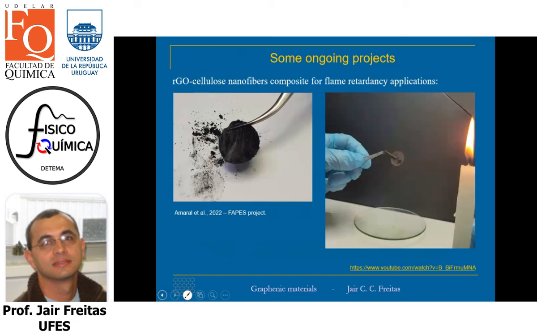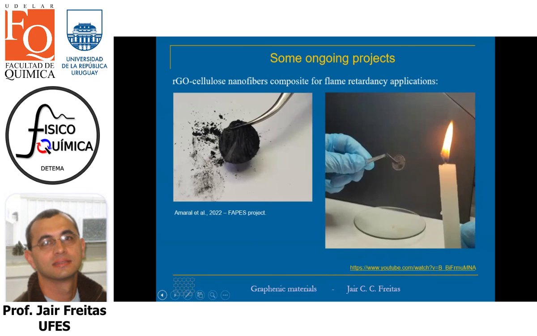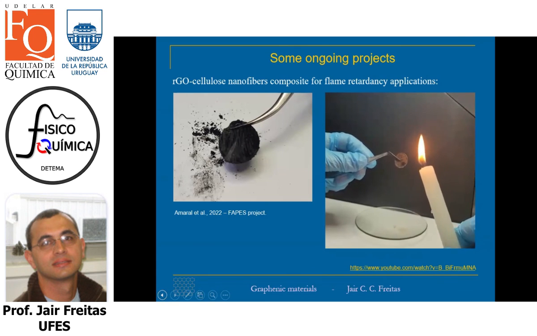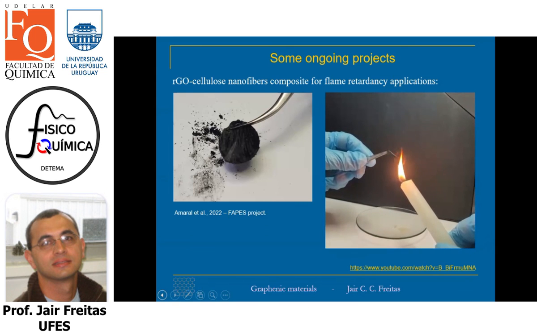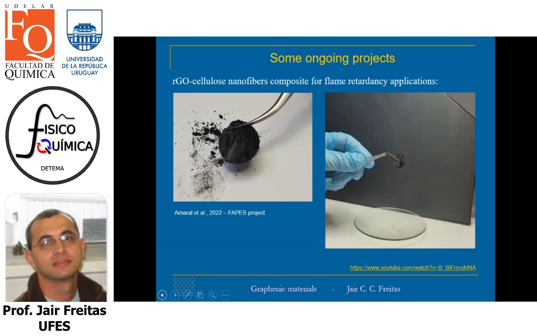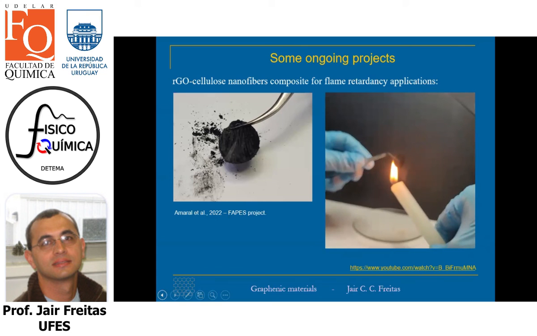So the material, yeah, it works. The material simply doesn't burn. I mean, just the surface is burned by the combustion, and after the beginning of the process, a char is formed around the surface. It just protects the layers underneath, so the flames do not propagate. That's the idea of the flame retardant. So there are some researchers in our group working with the development of these products involving RGO and cellulose nanofibers.